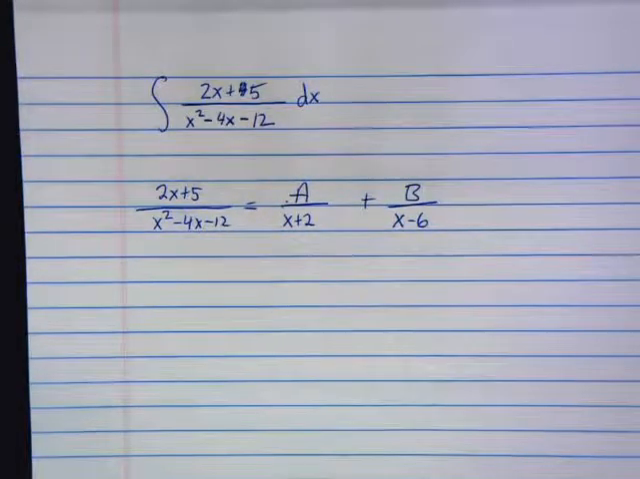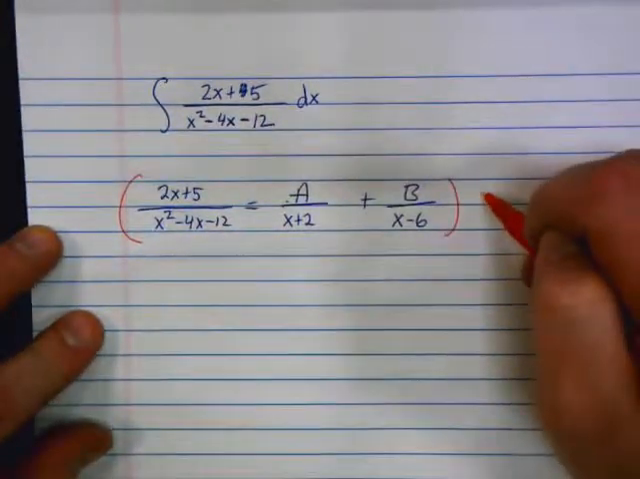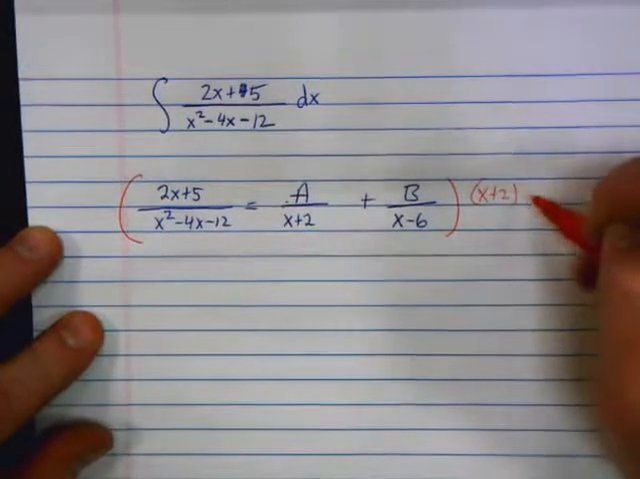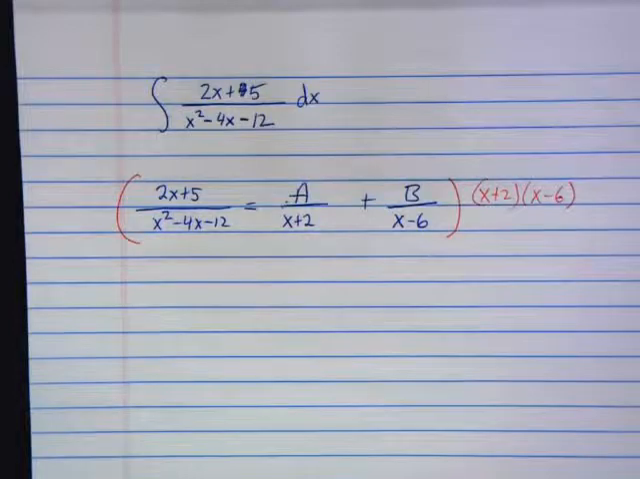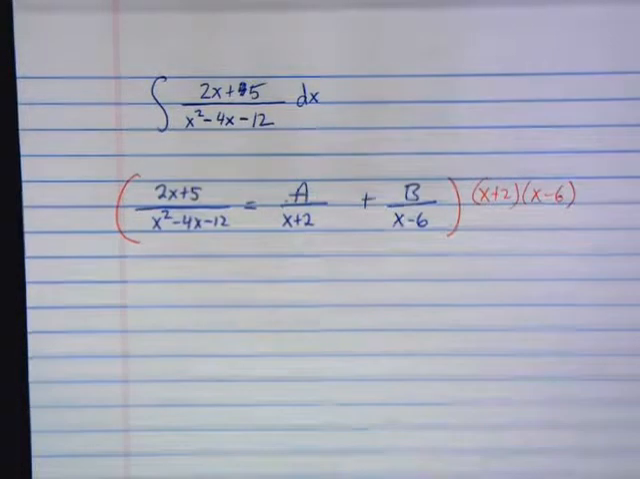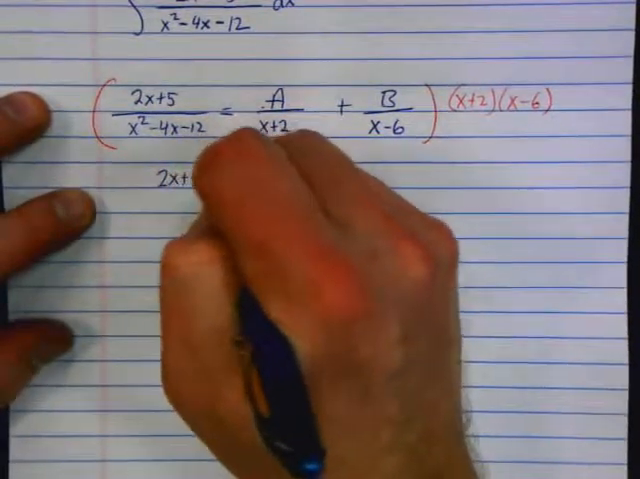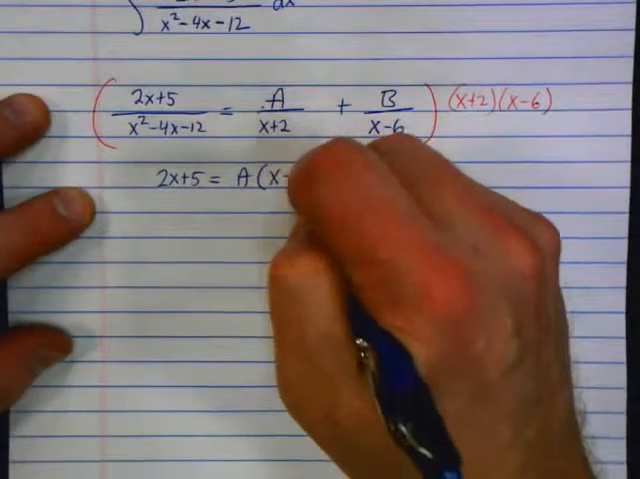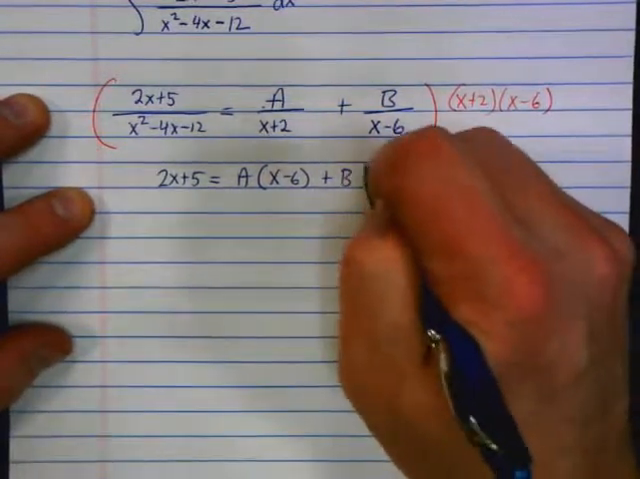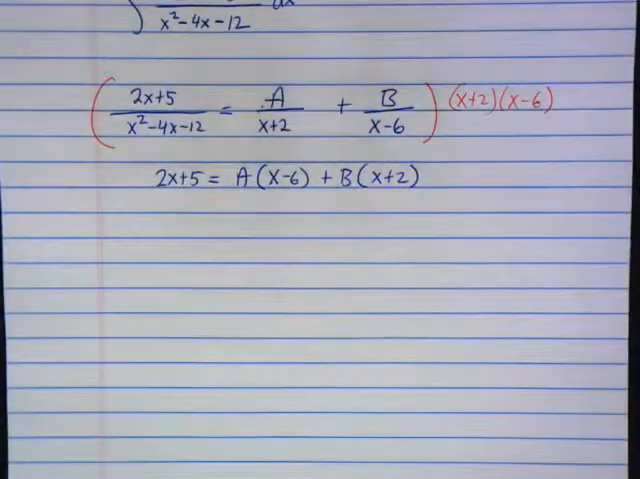Okay, so we do the same thing we did last time. We cross multiply. We're going to multiply everything by the common denominator and get rid of all the fractions. When we do that, we have 2x plus 5 equals a times x minus 6 plus b times x plus 2. Here comes the shortcut.